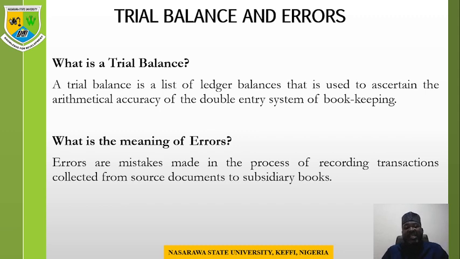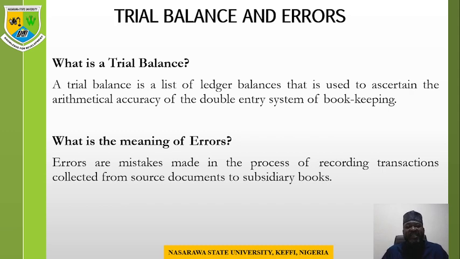So trial balance basically is a list of ledger balances that is used to ascertain the arithmetical accuracy of the double entry system of bookkeeping. In essence, we're saying that having passed through the processes from having a transaction up to extraction of trial balance, we expect that the trial balance helps us to check and confirm that yes, the additions and subtractions that we must have done through the process are actually correct, i.e., they are accurate. But is that correct or is that perfect?